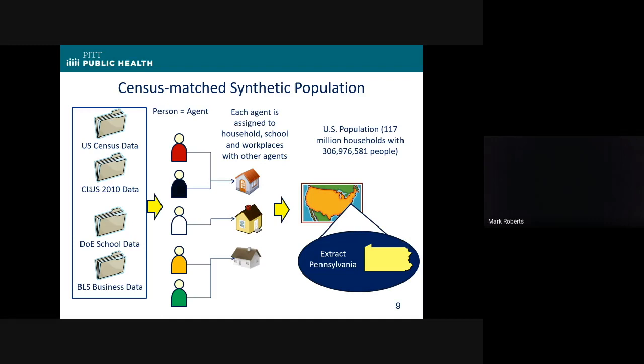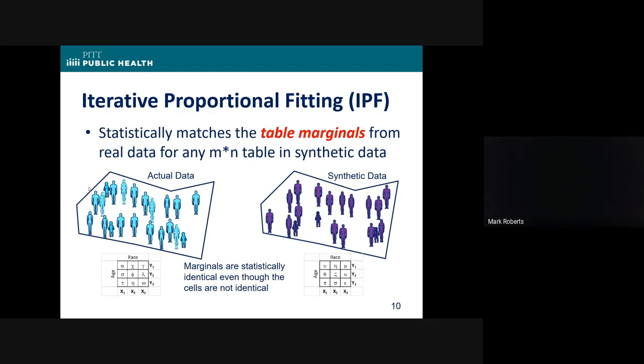We have from the Bureau of Labor Statistics the location and size of every employment center in each census tract. The way the population was created was using a technique from the census department called iterative proportional fitting.